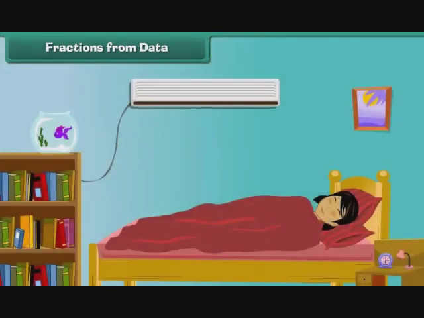Fractions from data. Let us now compute fractions from data without the help of figures. Sandhya is Rishabh's little sister. She sleeps 15 hours a day. Let us compute the fraction of the day she spends sleeping.